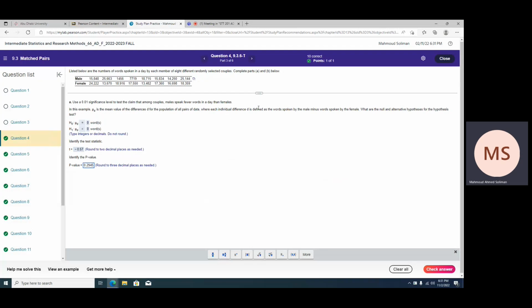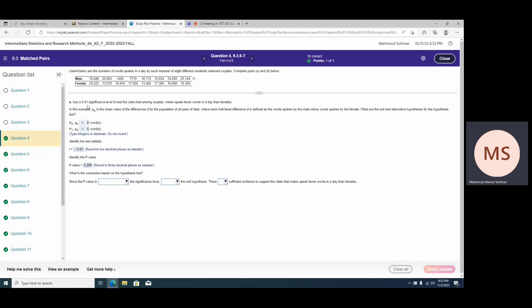Also here it says males minus female. I think the minus only tells us which one is the first sample, which one is the second sample, and what is the mu d. So look, if it says female minus male, it will be greater than, because female is larger, so we'll always have a positive number. But here, because it's males minus female, we'll get a negative number, less than 0.